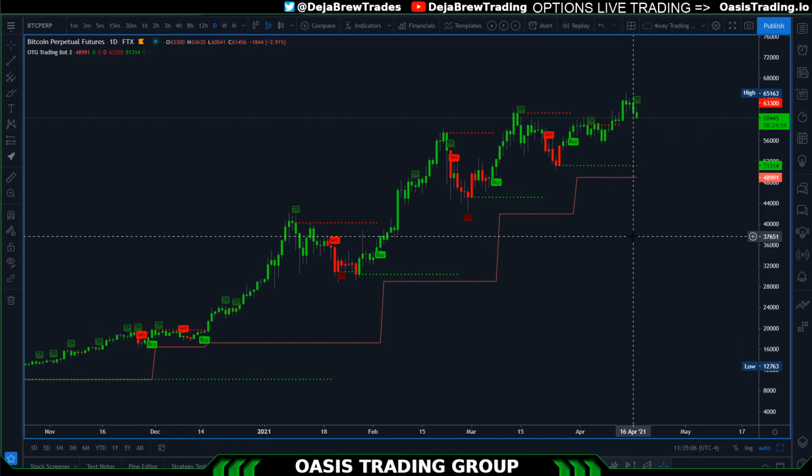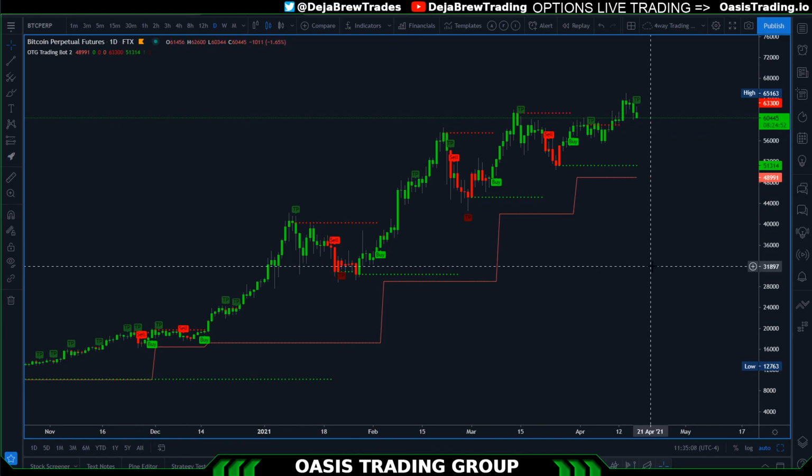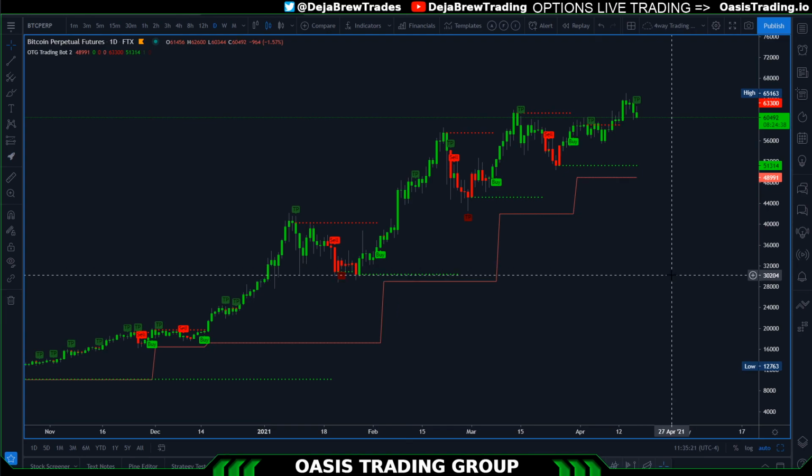But alright guys, that is it. It's a very simple trend bot. It gives you buy signals when the trend is turning bullish, gives you sell signals when the trend is turning bearish. You have take profits, you have a stop loss, you have automatic support and resistance. It basically has everything that you need to turn this into a fully automated trading system.